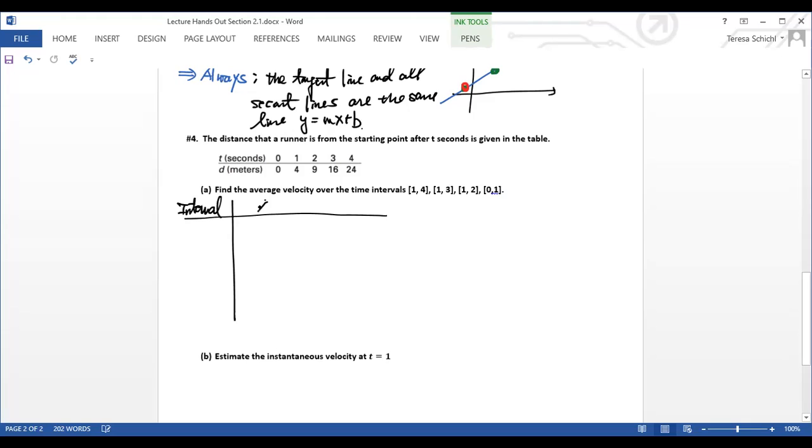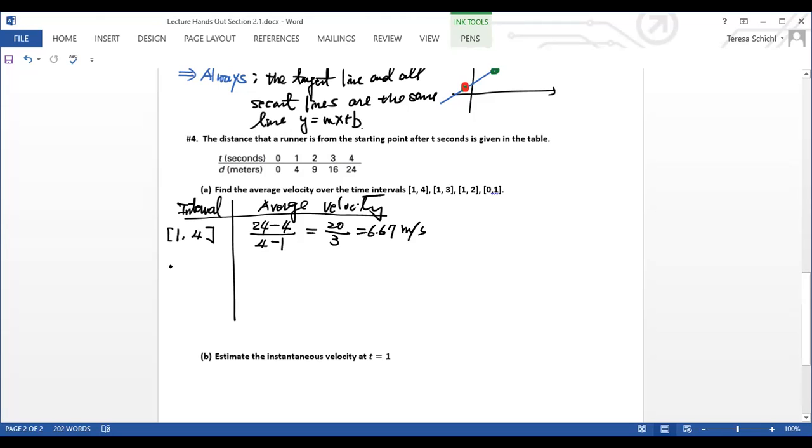All right, so now here, this is the average velocity. Let's take a look at the interval 1 to 4. When t is 4 seconds, what is the meters here? It is 24. So this will be 24 minus, when t is equal to 1, that is 4. Now what is the bottom here? This is 4 minus 1. You get that? So this will be 20 over 3, which is 6.67 meters per second.